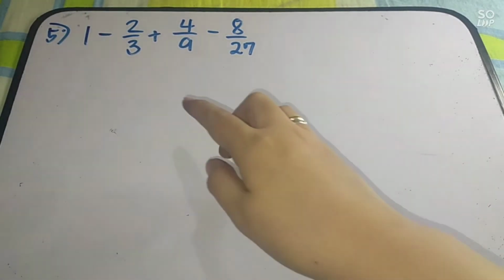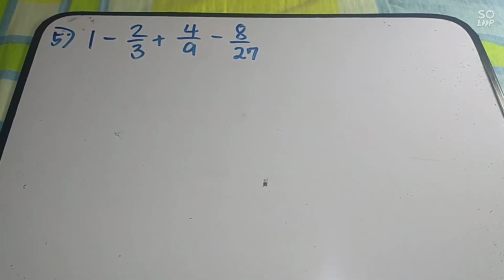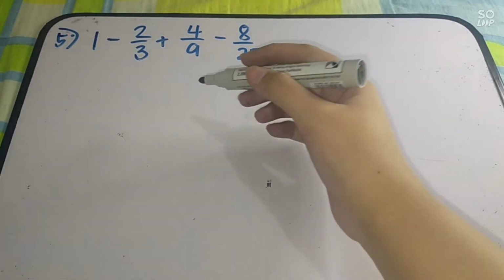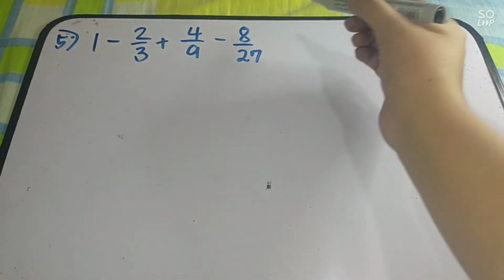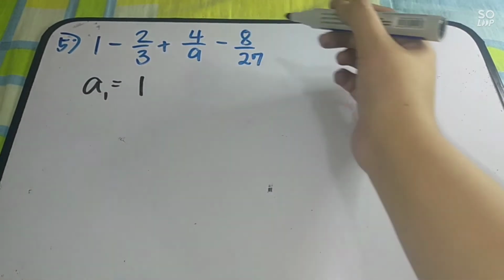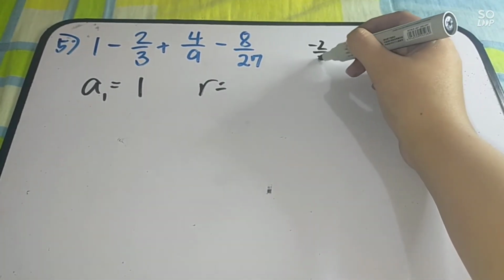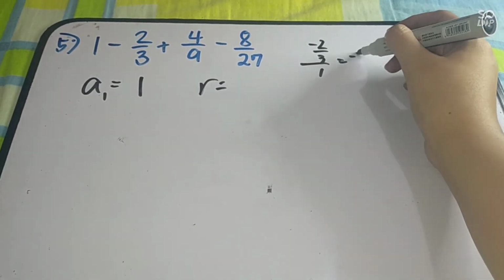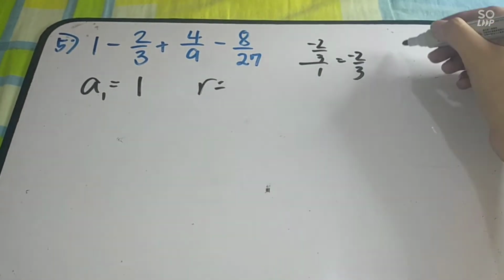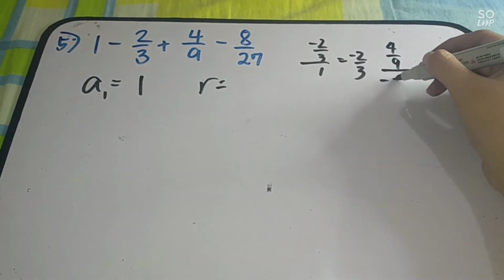Number 5. We have 1 minus 2/3 plus 4 over 9 minus 8 over 27. So, let us find the reciprocal, the first term muna. First term, that is 1. Then, for the common ratio, you have here negative 2/3 divided by 1. Ang sagot is negative 2/3. Let us have this one. 4 over 9 divided by negative 2/3.